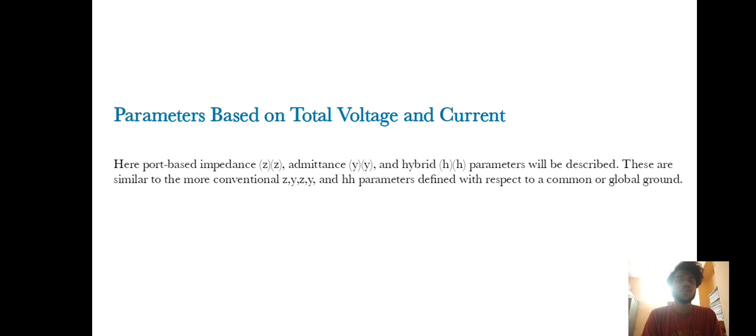Parameters based on total voltage and current. Here port-based impedance Z, admittance Y, and hybrid H parameters will be described. These are similar to the more conventional Z, Y, and H parameters defined with respect to the common or global ground.